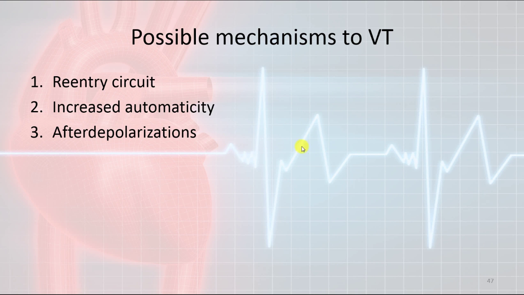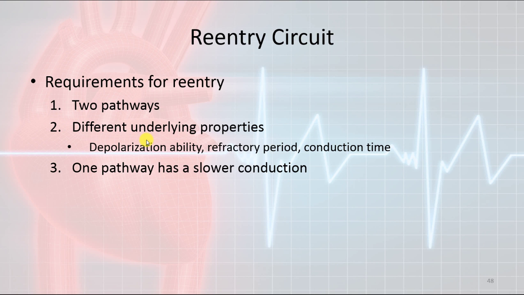What causes VTach? Well, the first one, the one that we've covered before, is reentry circuits, and we're going to discuss that again here in a second. Another possible mechanism is something called increased automaticity, which just means that the cells are more irritable, and something else called afterdepolarization. So we're going to talk about each one of these. First, let's review the reentry circuit. The reentry circuit occurs if three specific criteria are met. First of all, you have to have two separate pathways. Each pathway has to have a different underlying property, which causes one of the pathways to have a slower conduction.